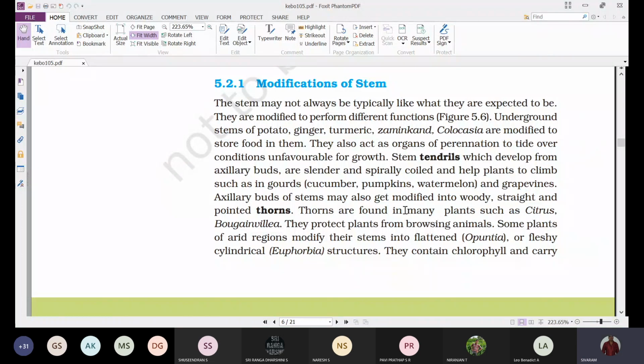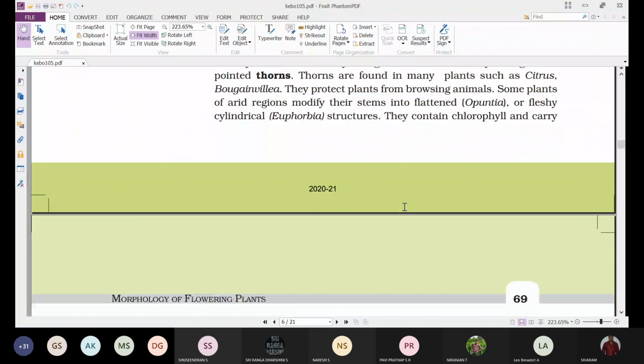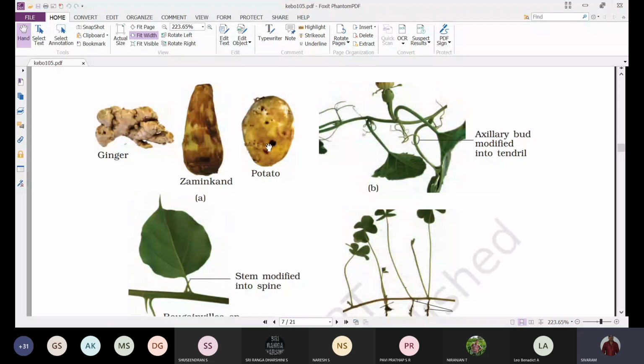The best example is the potato. When you observe the potato, from the underground part of the stem, branches are developed, and at the tips of these branches, food material is stored. Due to the storage, the tips of the branches become swollen with irregular shape, and such a structure we call a potato.